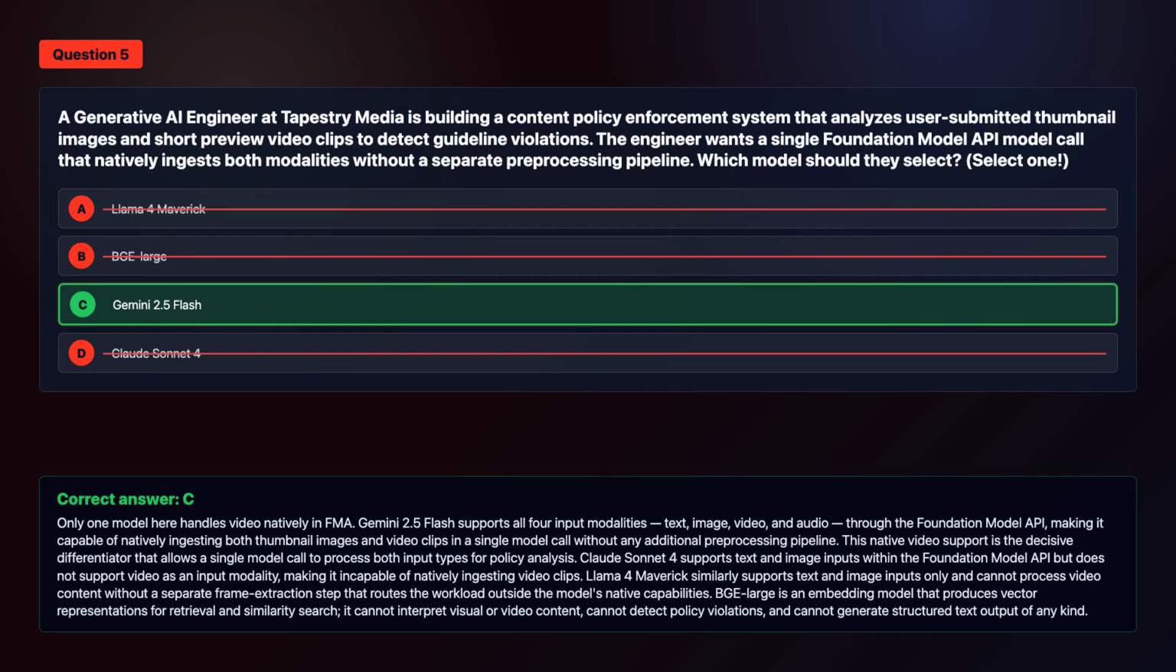Claude Sonnet 4 supports text and image inputs within the Foundation Model API, but does not support video as an input modality, making it incapable of natively ingesting video clips. Llama 4 Maverick similarly supports text and image inputs only, and cannot process video content without a separate frame extraction step that routes the workload outside the model's native capabilities. BGE Large is an embedding model that produces vector representations for retrieval and similarity search. It cannot interpret visual or video content, cannot detect policy violations, and cannot generate structured text output of any kind.